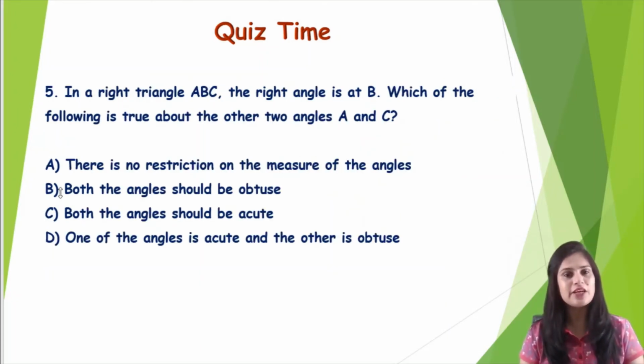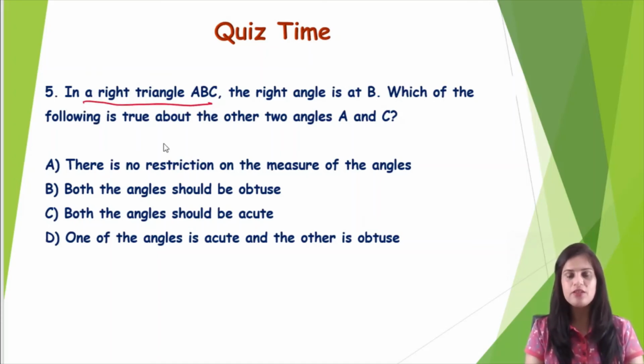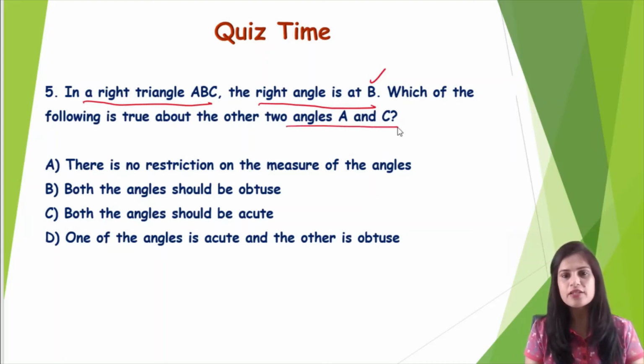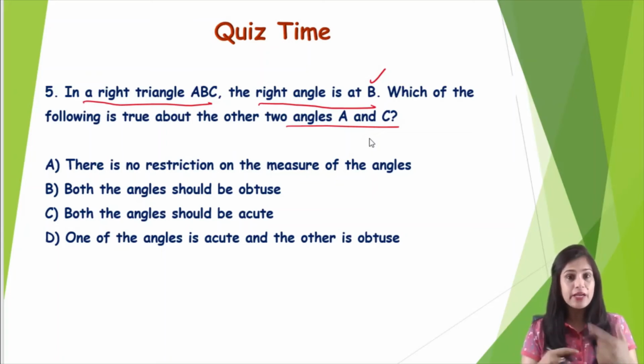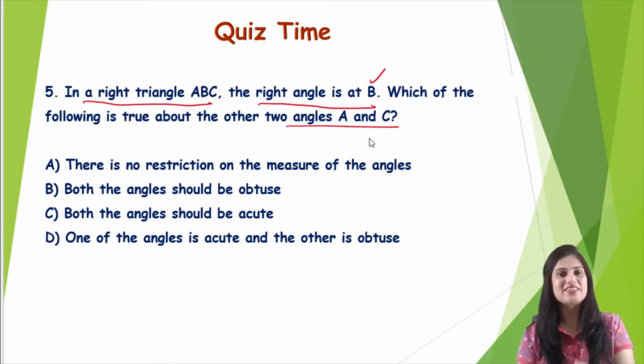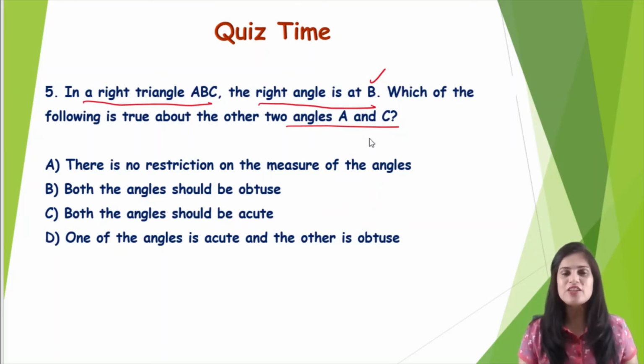Let's read the statement first. Yes, in a right triangle ABC, the right angle at B. So B is 90 degree. Fine. Which of the following is true about the other two angles A and C? This we already have discussed. If in a right angle triangle, angle B is 90 degree, then the other two angles altogether will become 90 degree. Individually, they will be less than 90 degree. Means, yes, acute angles. Let's see the options.